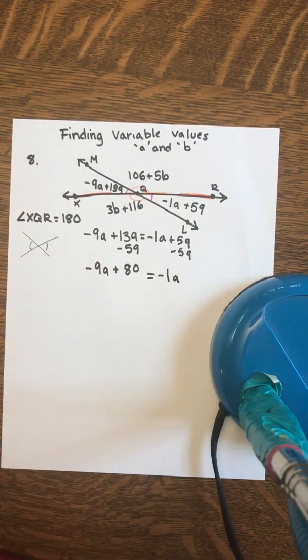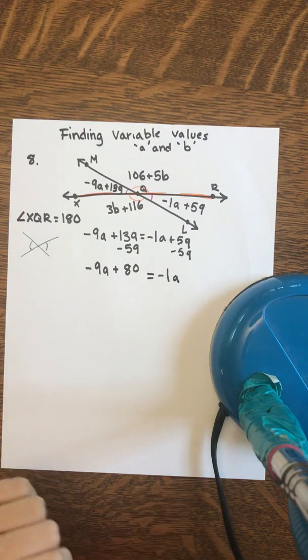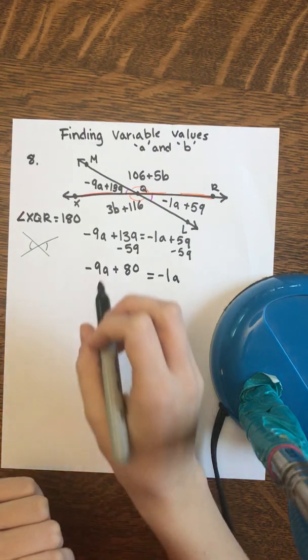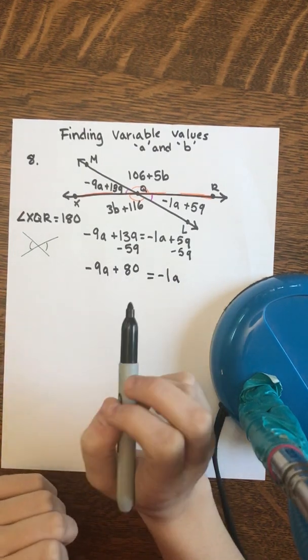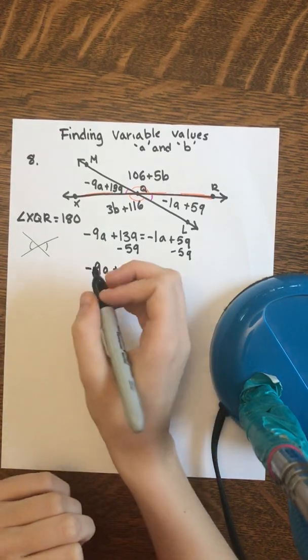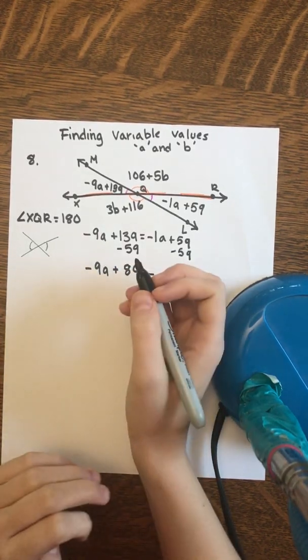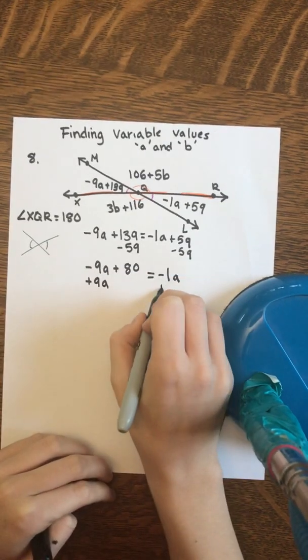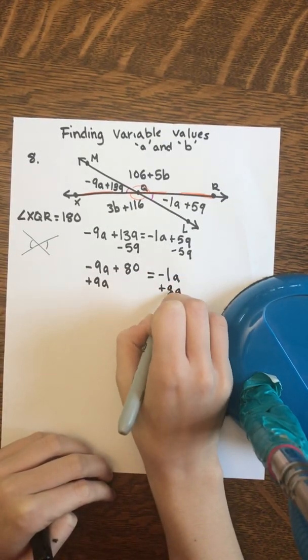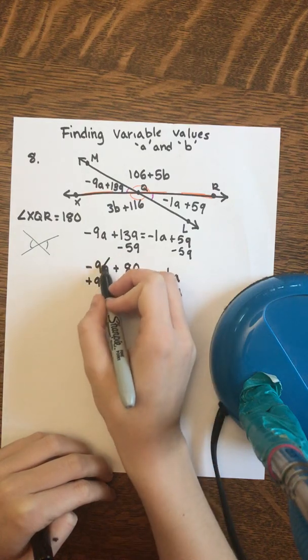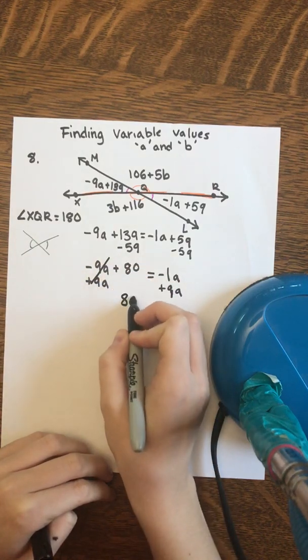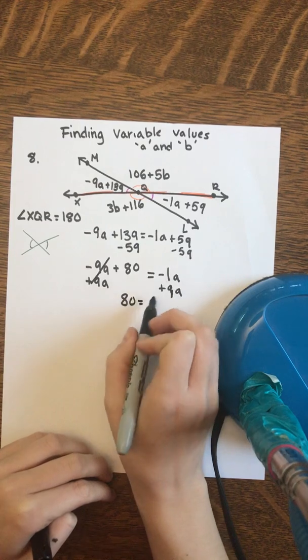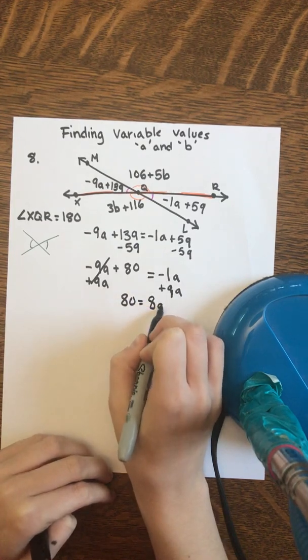So I'm almost done, but remember I need the variable on one side and the whole number on the other. So I need to move negative 9a to the other side. The opposite of subtracting negative 9a is adding. So I add 9a to both sides, and negative 9a plus positive 9a, they cancel, and I get 80 equals negative 1a plus 9a, which is 8a.